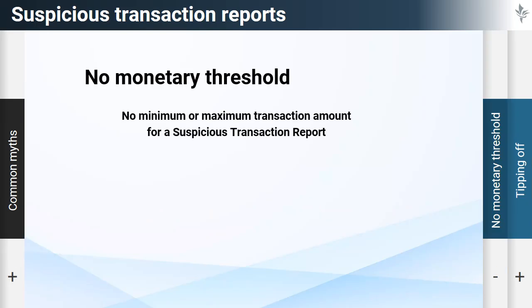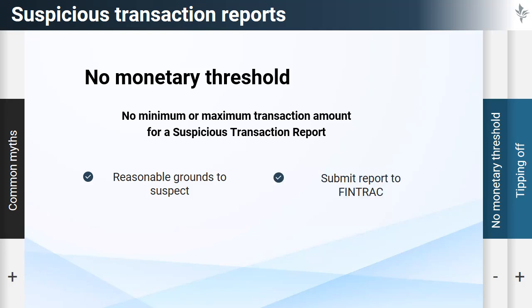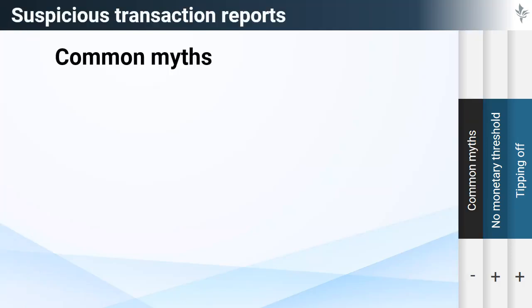There is no minimum or maximum transaction amount for a suspicious transaction report, as long as you have determined that there are reasonable grounds to suspect that a transaction or attempted transaction is related to a money laundering or terrorist activity financing offense, or transactions are being attempted or completed in order to evade sanctions. Then you must report these transactions to FINTRAC in a suspicious transaction report. There are some common myths about suspicious transaction reports.